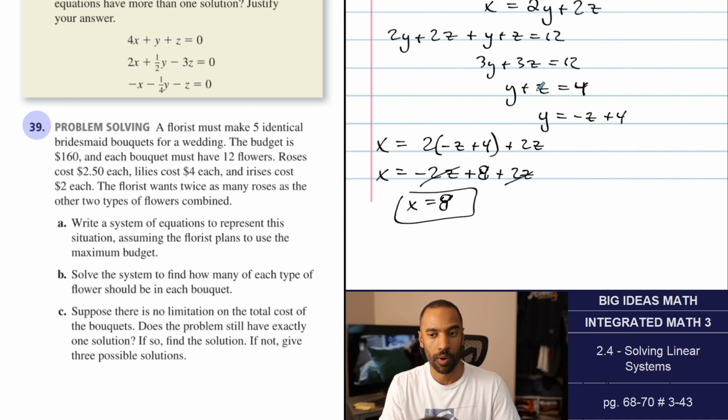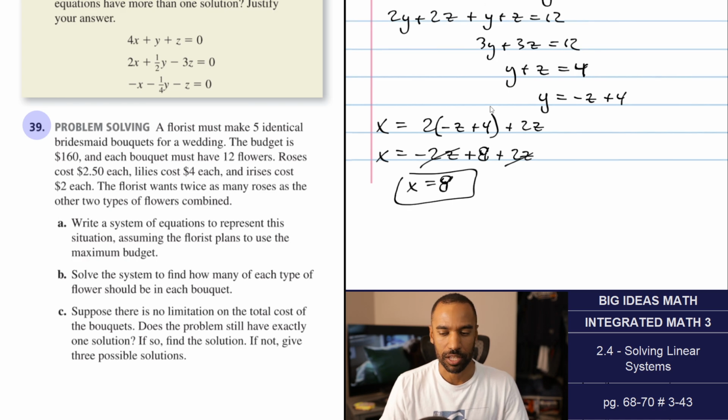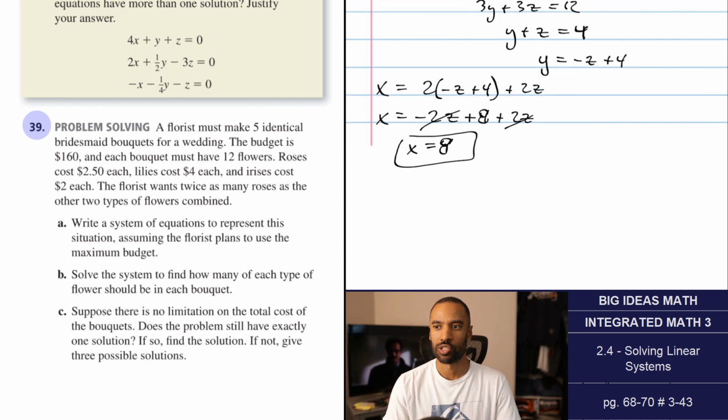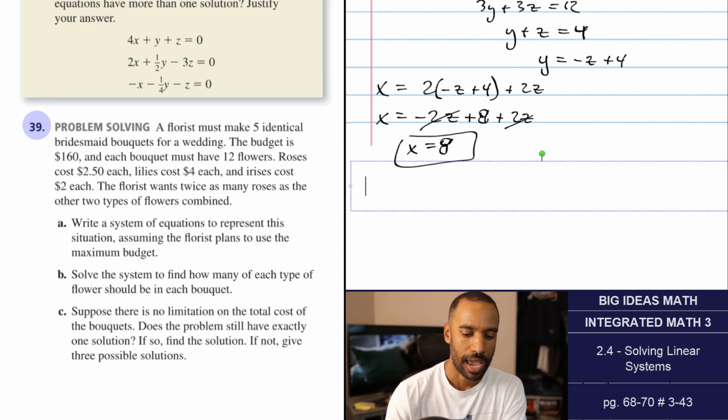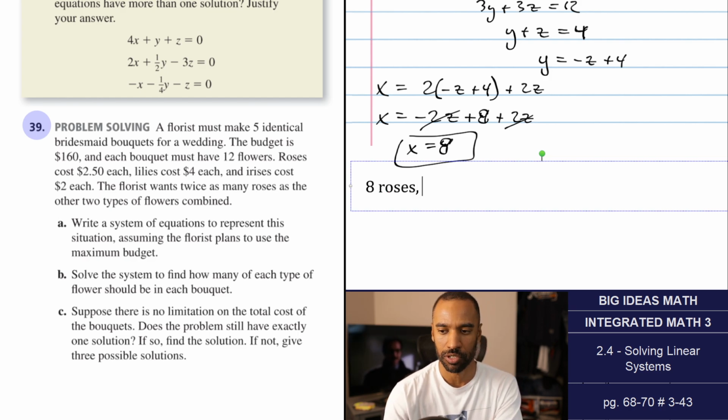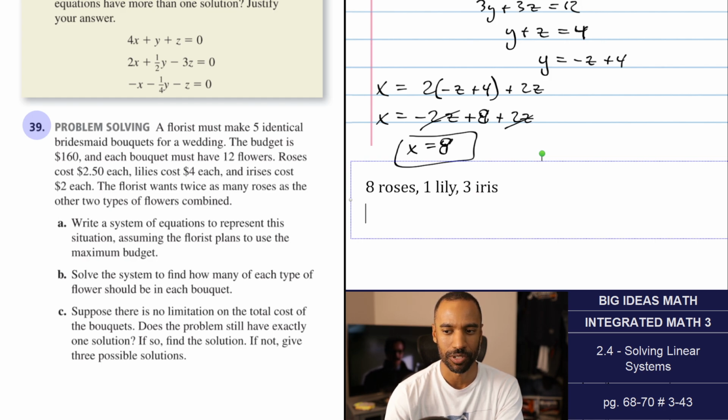But this one, is there no limitation? Does the problem still have exactly one solution? No, you can have multiple solutions. So here are different solutions. You can have 8 roses and then anything that combines the number of lilies and irises. You can have 1 lily and 3 irises. I keep calling the irises flowers.